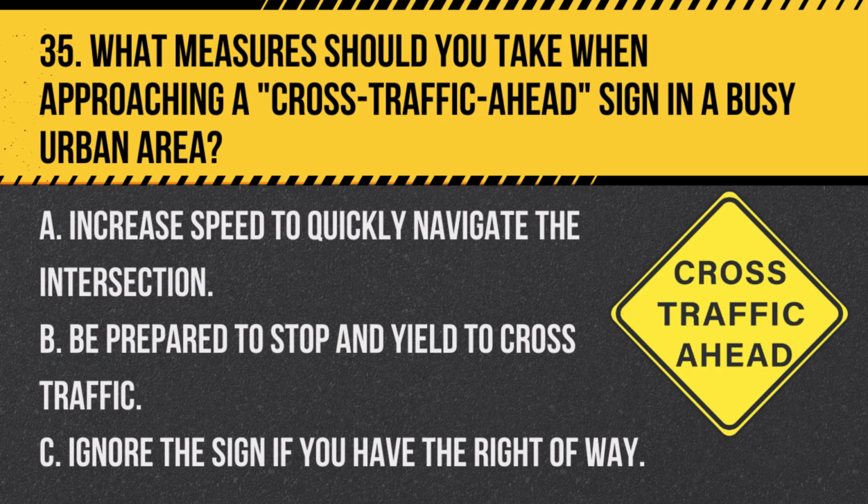Question 35. What measures should you take when approaching a cross traffic ahead sign in a busy urban area? A. Increase speed to quickly navigate the intersection. B. Be prepared to stop and yield to cross traffic. C. Ignore the sign if you have the right of way. Answer B. Be prepared to stop and yield to cross traffic. Anticipating potential hazards from crossing vehicles enhances safety for all.